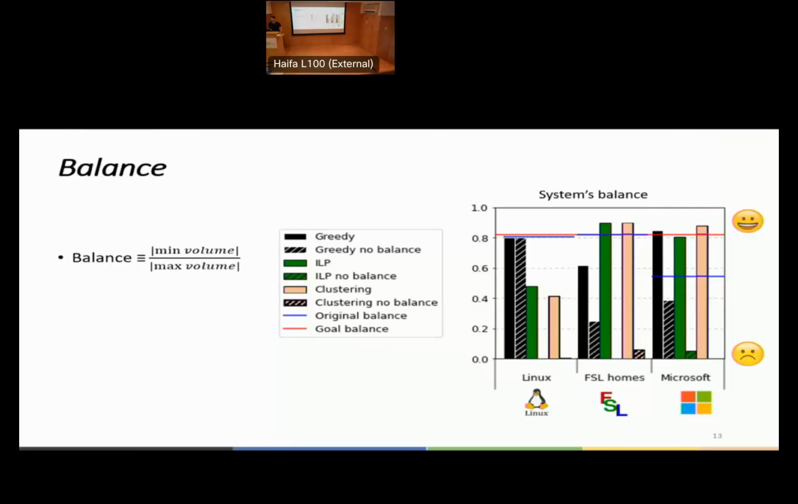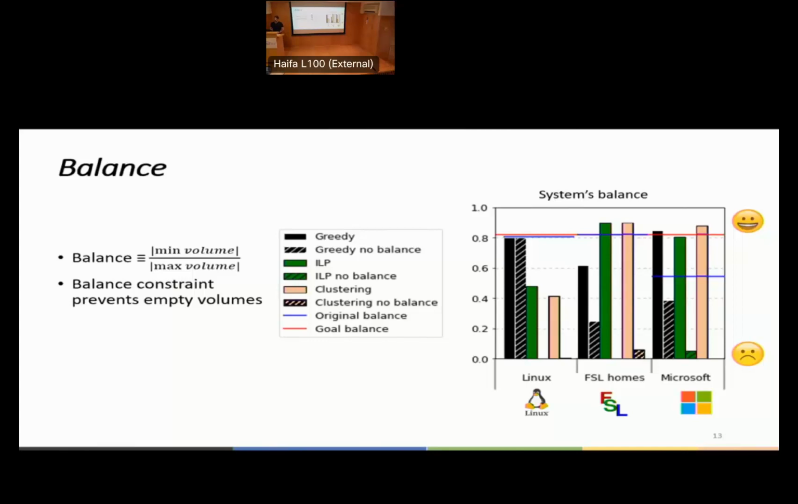What we can see is that when we use the balance constraint and apply it on the regular bars, we achieve a more balanced system. And when we do not use it on the stripe bar, in some cases, as we can see for the ILP and the clustering on the Linux dataset, when we do not apply the load balancing in the system, we achieve a system that is highly unbalanced, and we have almost empty volumes.